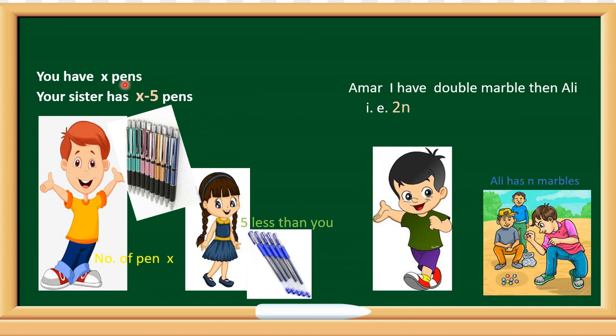These two, X minus 5 and 2n, are called expressions, or we can say algebraic expressions. Here n and x are variables, and 2 and minus 5 are numbers. So here we can understand that an algebraic expression may be a combination of x, y, z, m, n, o, p or numbers.